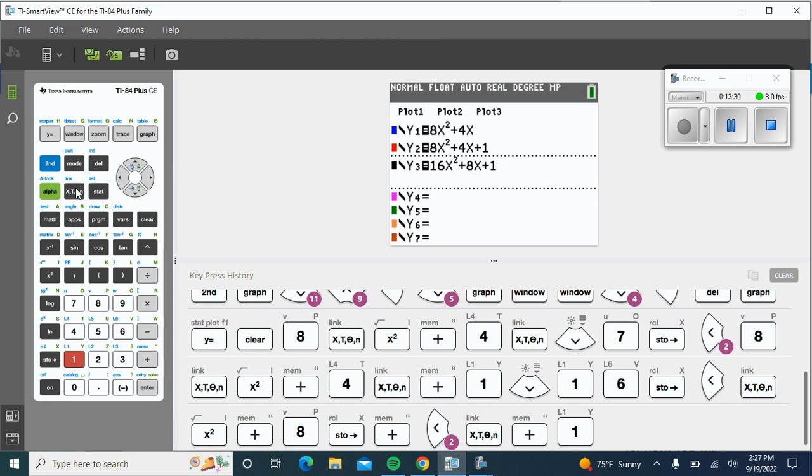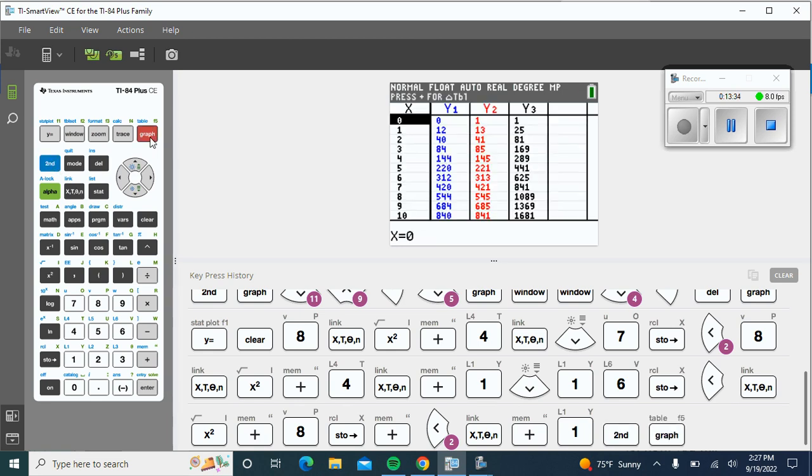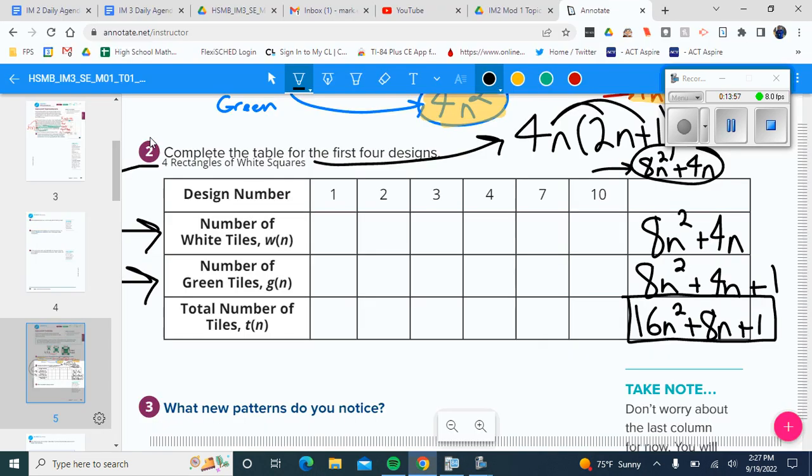Okay, if you're looking at that, yeah, that's a lot going on. We just want the table. So we're going to click second table, which is the graph button. And you'll see y1, y2, y3. So again, y1, that was for the white tile equation. Y2 was for the green tile equation, and total was y3. So we can see here that we can copy over some values. So for design 1, it was 12, 13, and then 25.